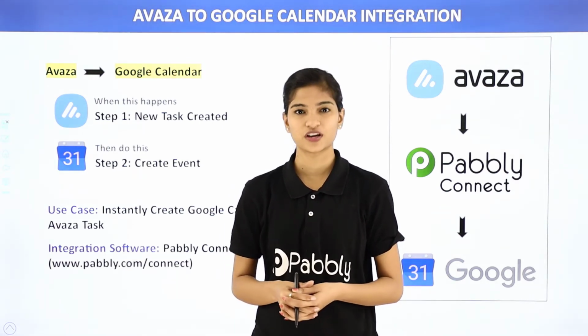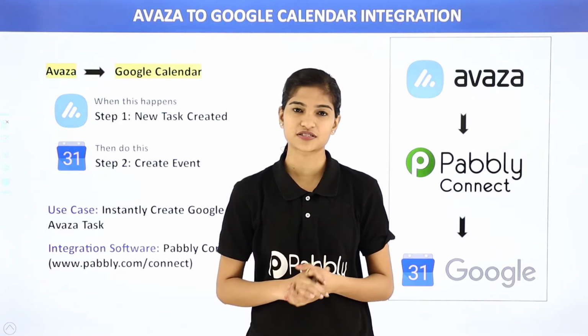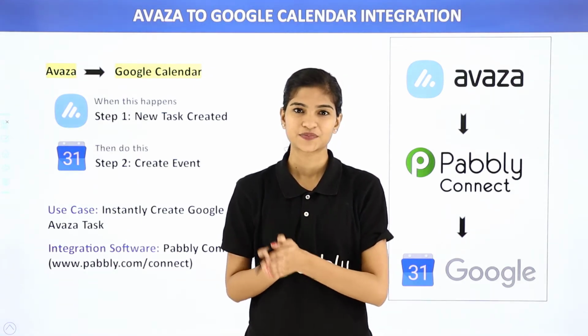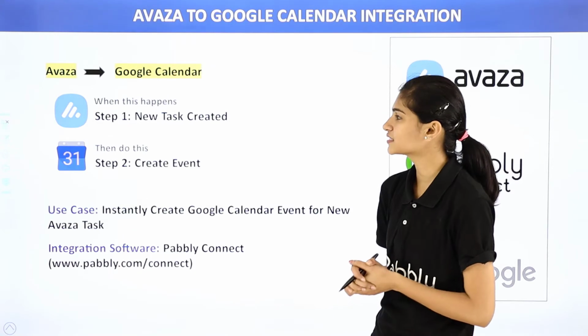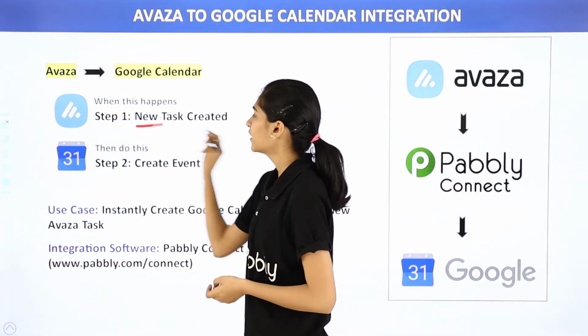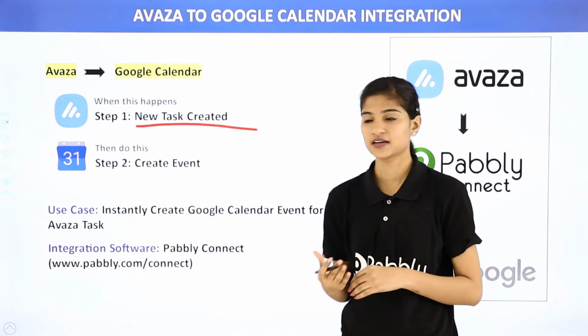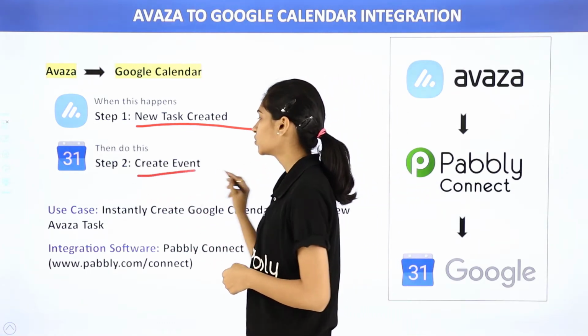Today in this video, we are going to integrate two software applications, Avasa and Google Calendar. So now let us know what is the use case. So the use case here is whenever a new task is created in Avasa, automatically create event in Google Calendar.